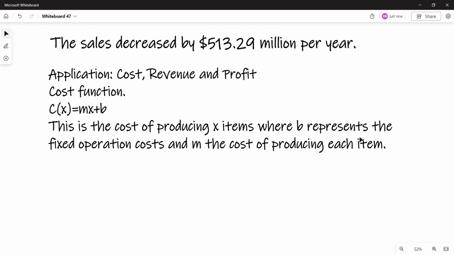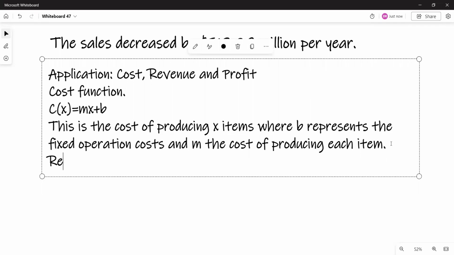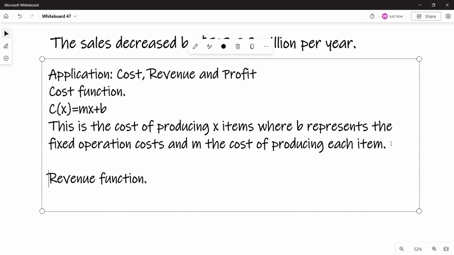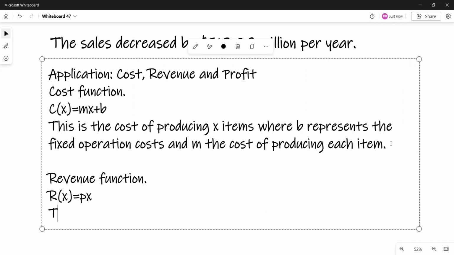Okay, the next function is the revenue function. So the revenue function is R of X equals PX. Okay, so this is the revenue of selling X items, where P is the price per item.